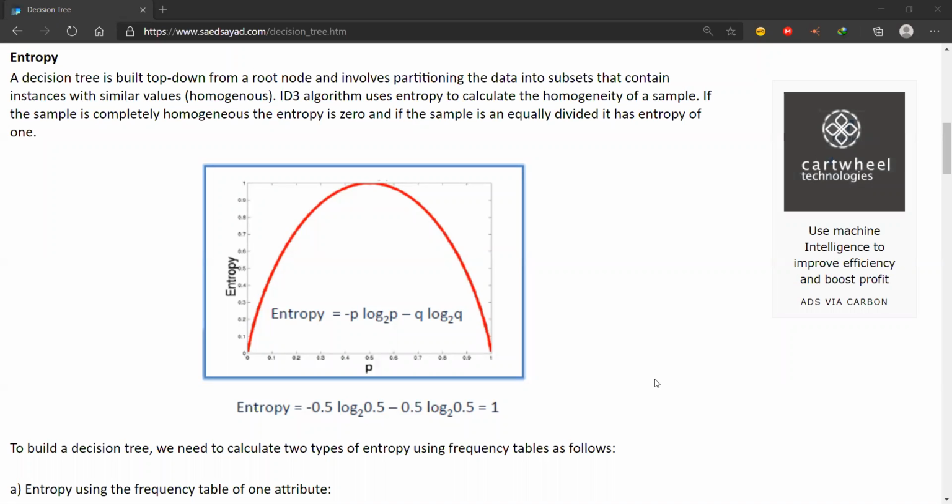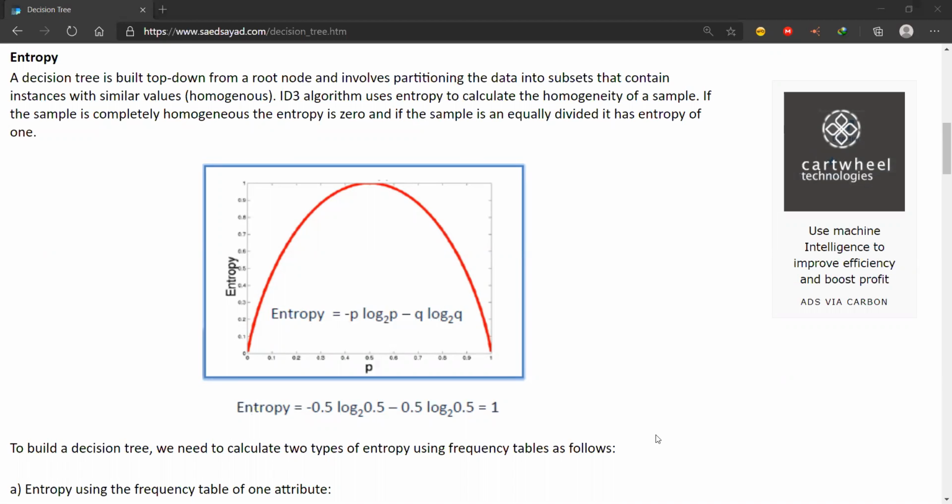What we are seeing over here is the formula for entropy. This is the mathematical formula, the way in which we define how to calculate entropy. We are doing minus p multiplied by log base 2 of p. It is not a natural log, so we call this log base 2, or you can simply call it logarithm, of p, minus q multiplied by logarithm of q.